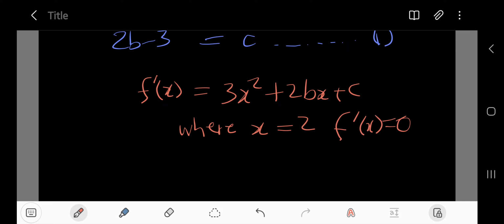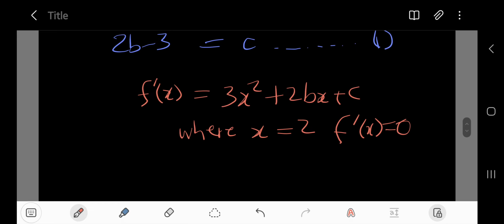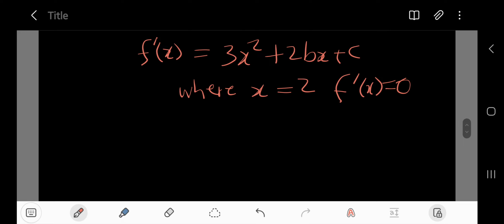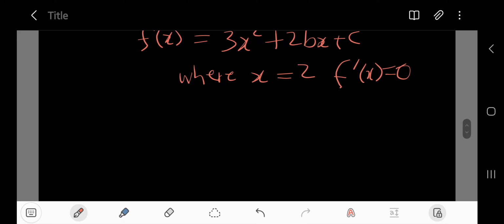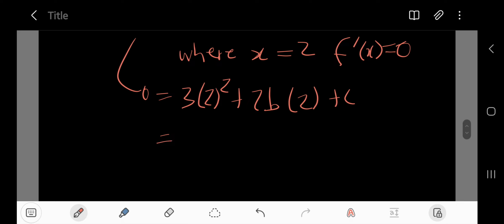The derivative of the graph is 0 because the graph is neither increasing nor decreasing. It's just at the turning point. So let's go again. We replace 0 here. 0 is equal to 3 times 2 squared plus 2 times 2b, I meant to say, times 2 plus c. So this is going to be 4 times 3, which is 12, plus 2 times 2, which gives us plus 4b plus c.